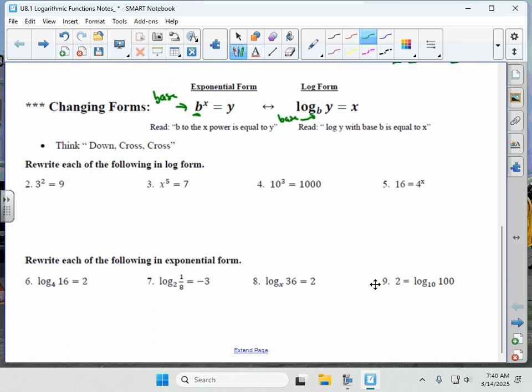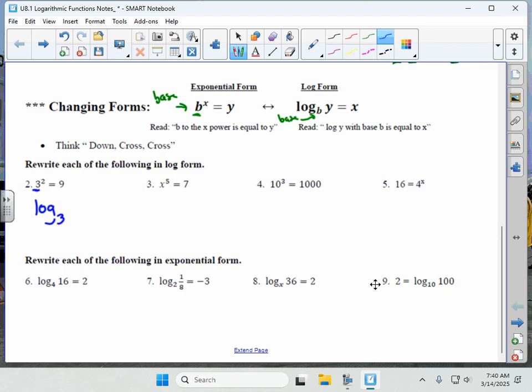All right, so let's go ahead and practice changing forms from one form to the other. So we're going to change from exponential form into log form. Since we need to write this as a log, we're going to write the word log. Now 3 is our base. You want to find the base because it's the one that's carrying the exponent. And this is where the down comes in. So that base comes down, comes down to 3, into the base. And then you want to think cross, cross.